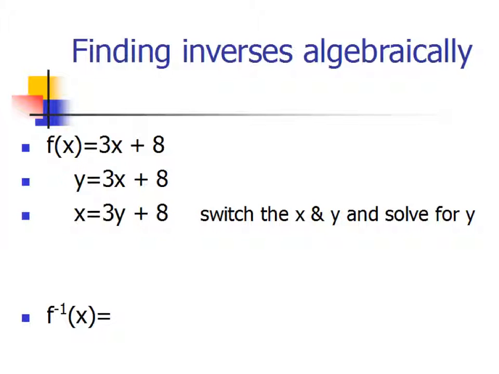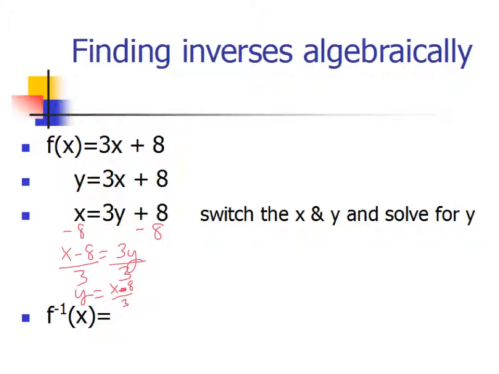And so what you do is you take that function and you switch the x and y around and then go get y back by itself. So in this case, to get that y by itself, I'm going to subtract 8. So then I'm going to have x minus 8 equals 3y, and then divide everything by 3. So I end up with y equals x minus 8 over 3. Oops, that's a minus sign. Sorry, I was trying to make that bigger.